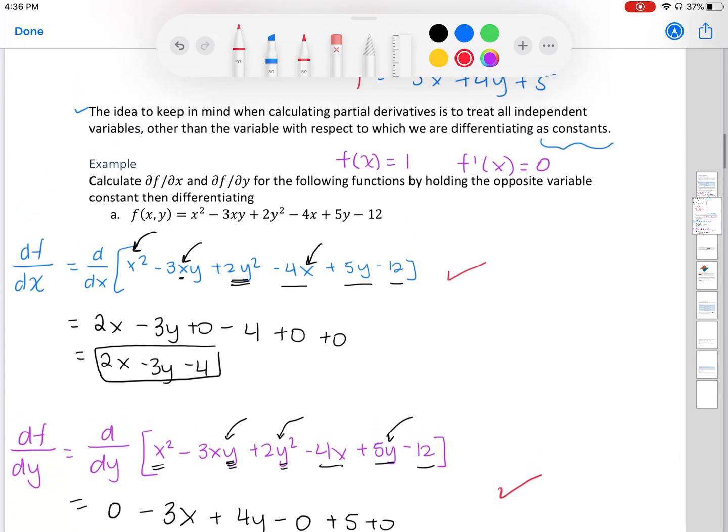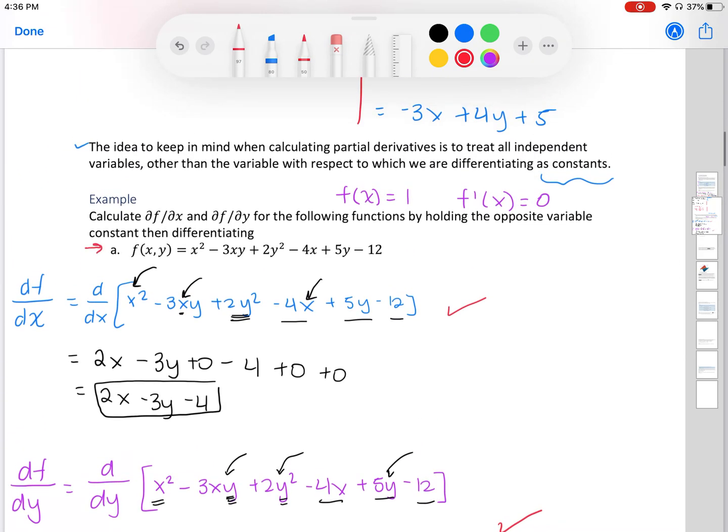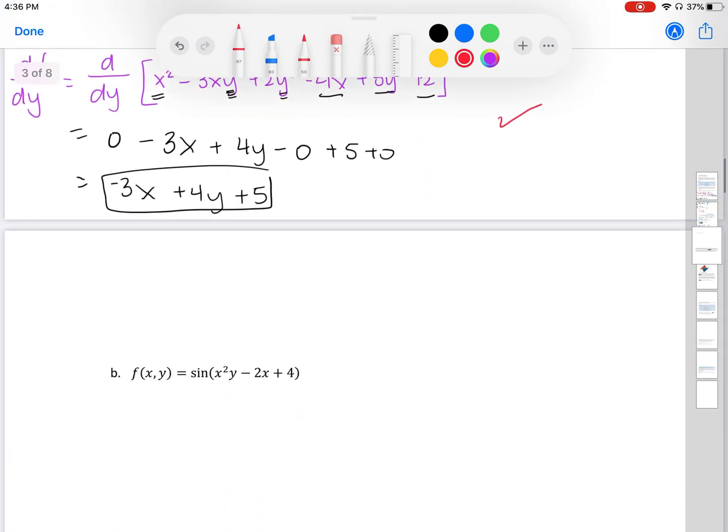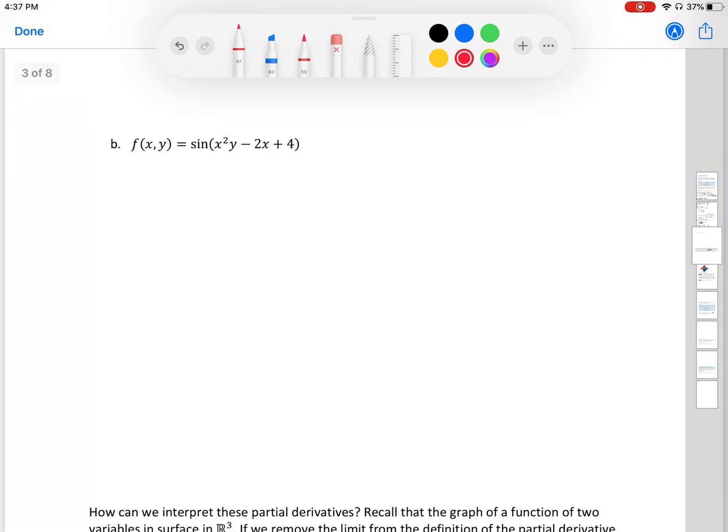So, as you notice, this was part A. Let's go ahead and do a part B. So here's your function B. F of x comma y is equal to sine of x squared y minus 2x plus 4. So remember, when you have two arguments within each other, you have to practice chain rule. So you have to take the derivative of your sine and then remember to take the derivative of your argument.